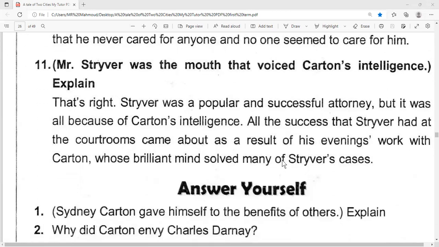Mr. Stryver was the mouth that voiced Carton's intelligence. This is a very important question also. Explain. He was the mouth that spoke of Sydney Carton's intelligence. That's right. Stryver was a popular and successful attorney, but it was all because of Carton's intelligence. All the success that Stryver had in the courtrooms came about as a result of his evening's work with Carton, whose brilliant mind solved many of Stryver's cases.